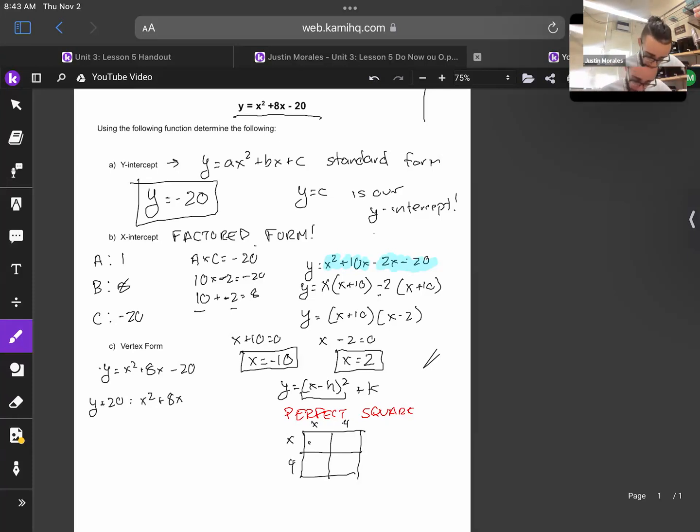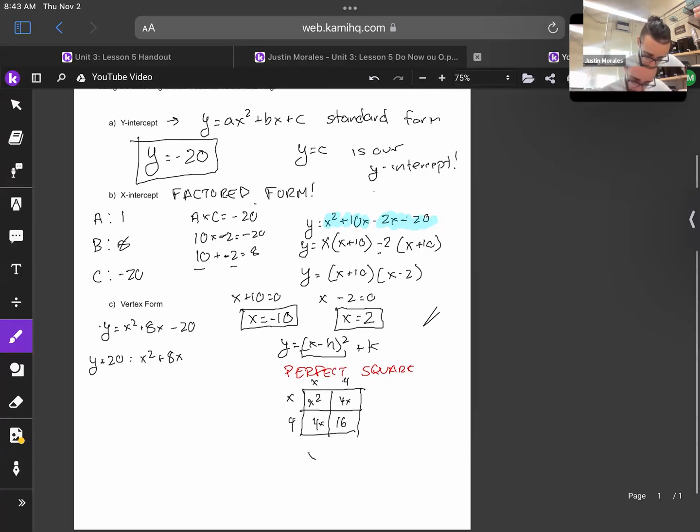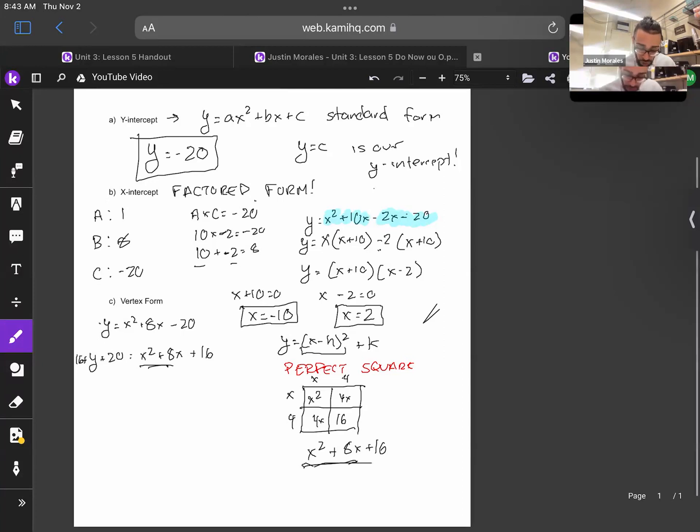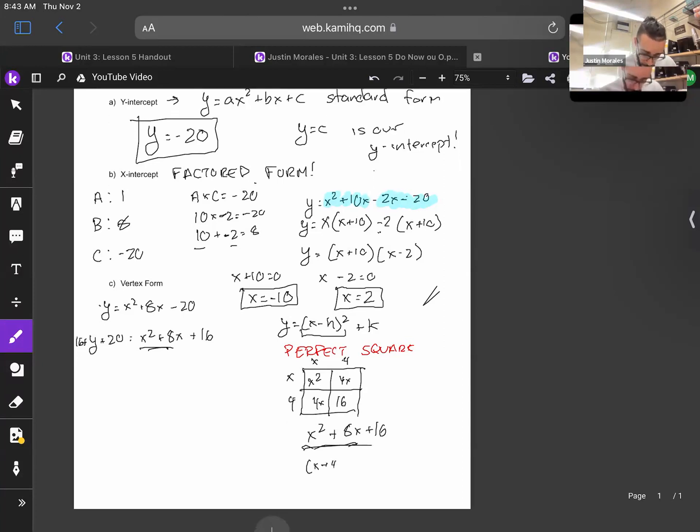So now let me fill out my array. I get x squared, 4x, 16. And when I put it all together, I get x squared plus 8x plus 16. So that means if I want to make this a perfect square, I must add 16. But we need to balance the equation. What we do to one side, we must do to the other. So I'm going to add a 16 there as well. And if we really look at our array, we already know how to factor this because this array was x plus 4 times x plus 4, or x plus 4 squared. So that's how I'm going to factor this.